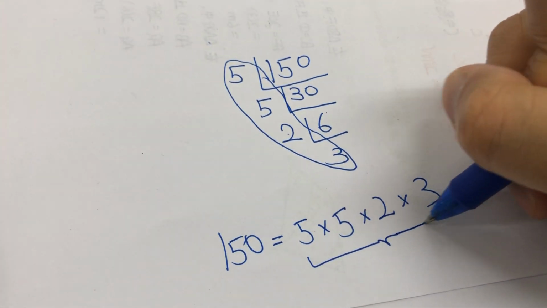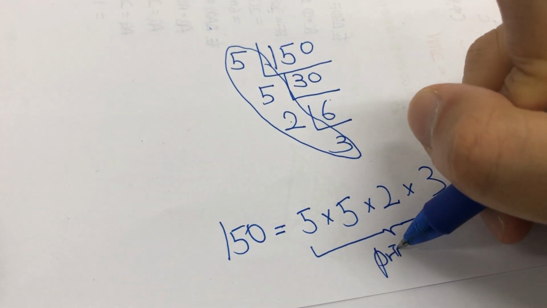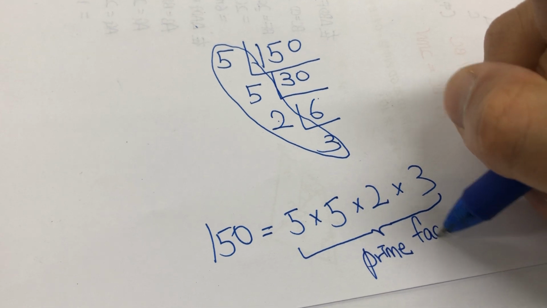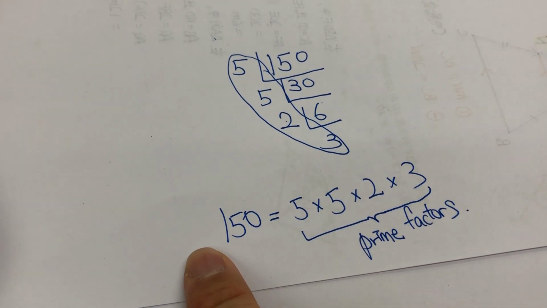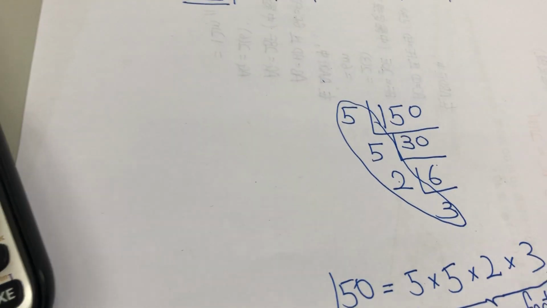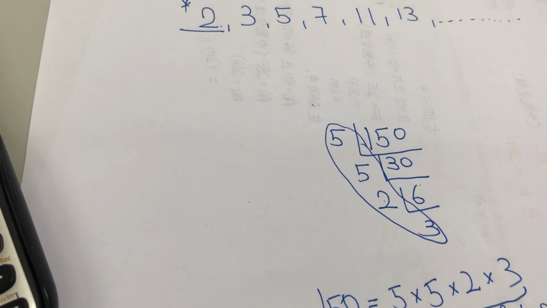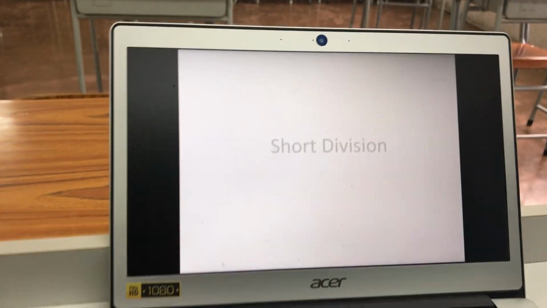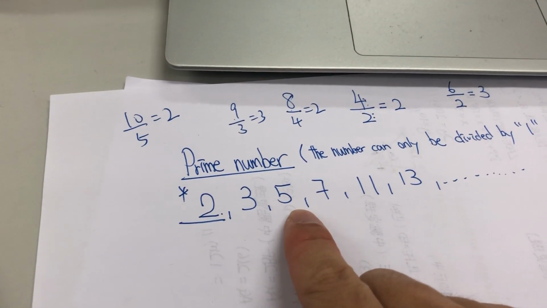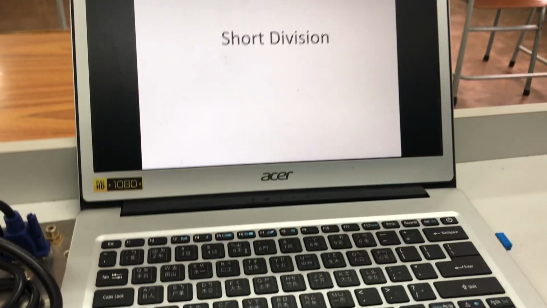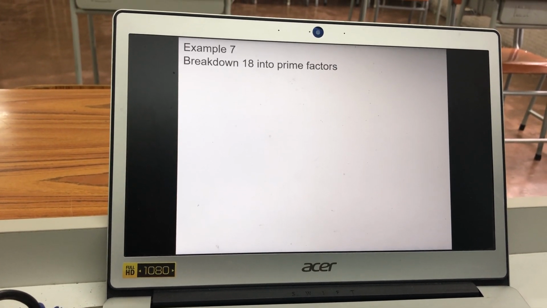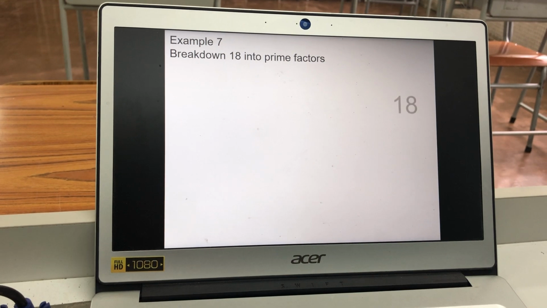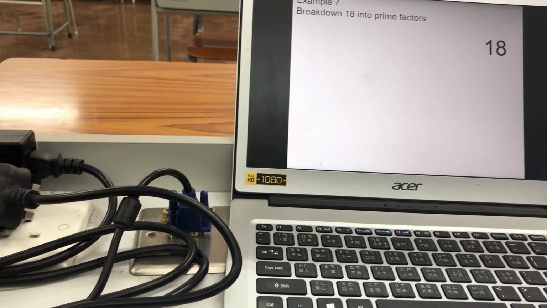So we call this the prime number factors. These are the prime factors of 150, okay? And then, of course, instead of 2, 3, 5, you could also use 7. You could also use 7. Okay?